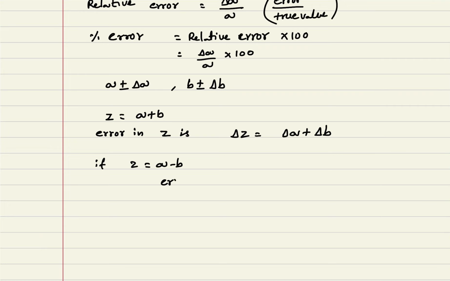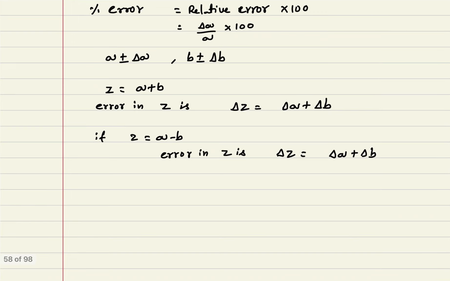Similarly, if Z is equal to A minus B, then the error in Z is delta Z is equal to, again, delta A plus delta B only. Keep in your mind, in error measurement the errors delta A, delta B cannot be subtracted. Always they will be added only.